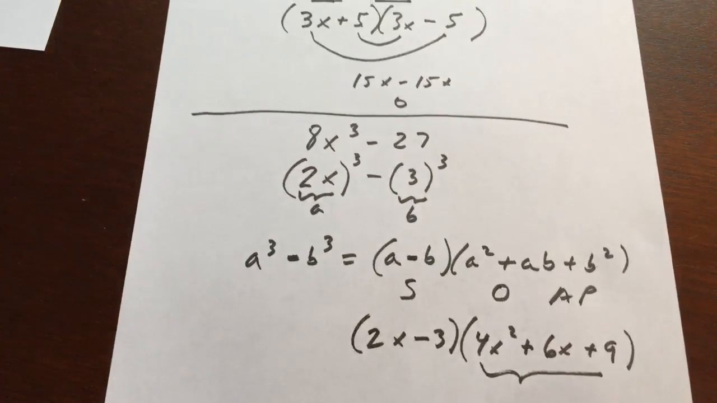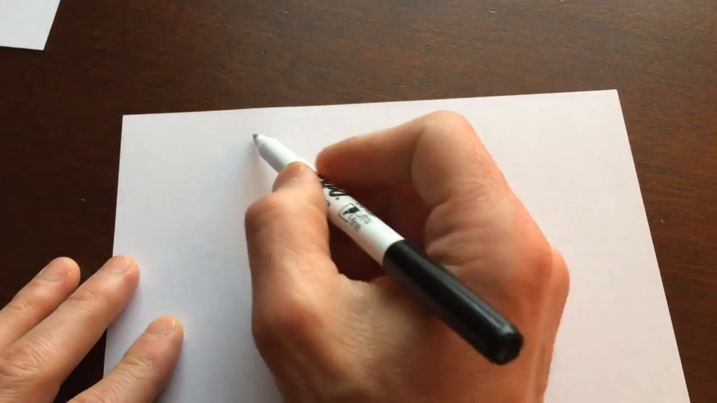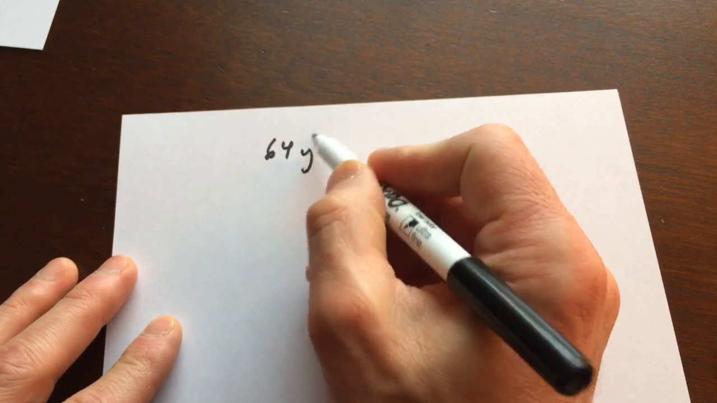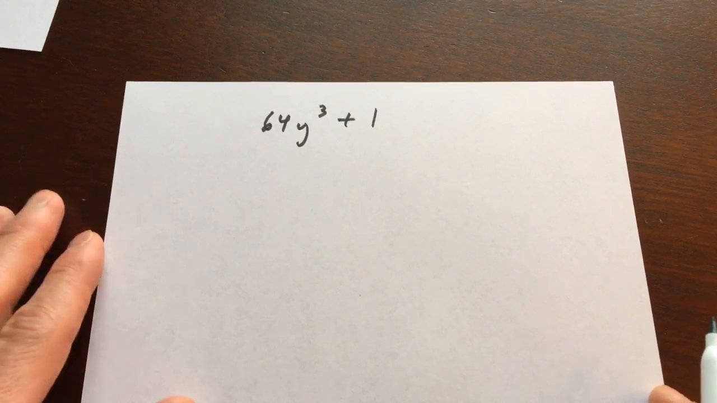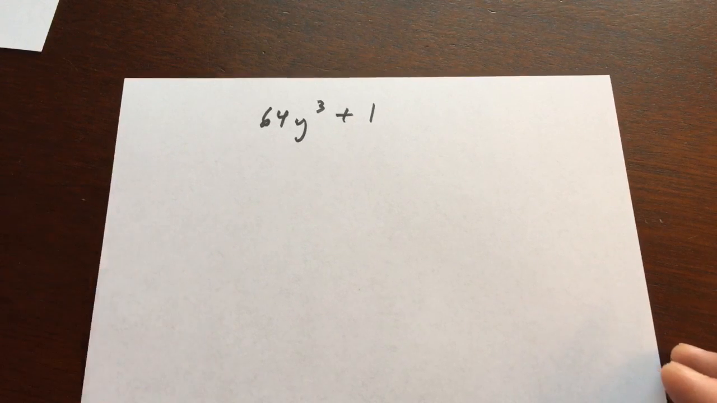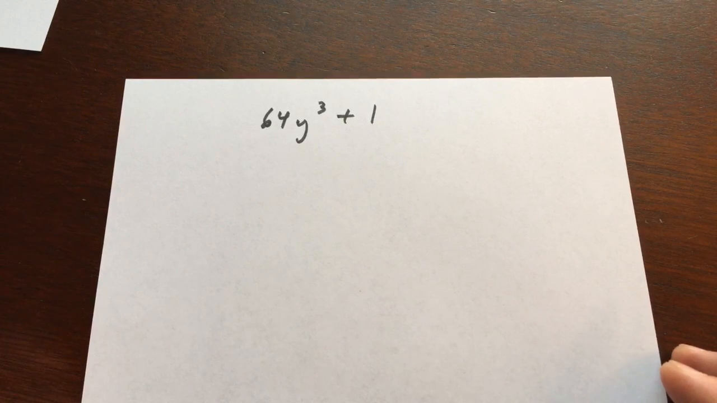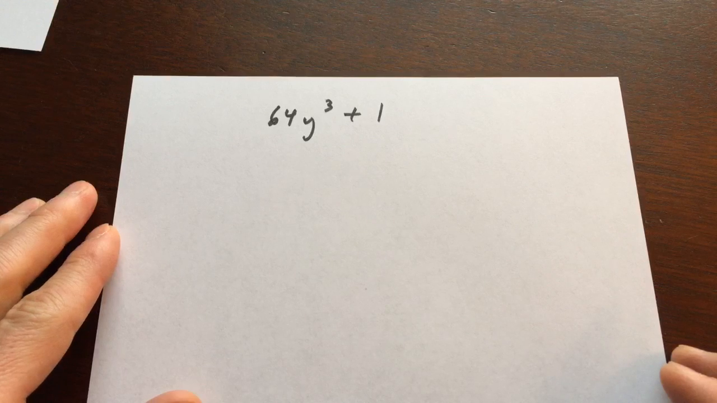Okay, so if we go to the next problem, it's going to be this one right here. It's going to be 64y cubed plus 1. Okay, so what do you think? If we follow that decision tree, the first step is what? Greatest common factor, right? So is there a greatest common factor?